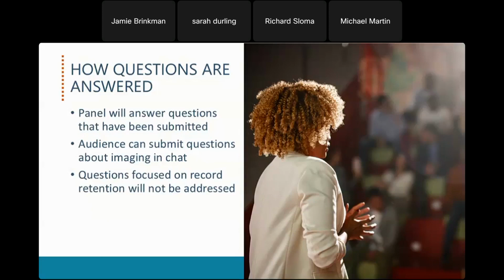One thing we do want to point out, though, is that we aren't going to be addressing records retention specific to individual record series or situations that you're in. Generally speaking, that ends up not being as useful for everyone attending this session. So if you have questions about records retention, please reach out to your state agency or local government records advisory officer here at the archives so that we can make sure that those questions get answered for you.